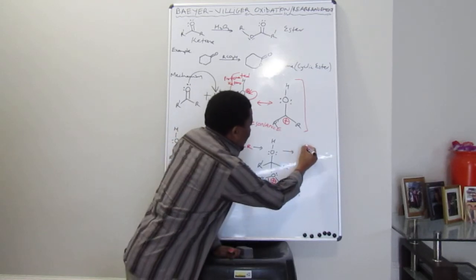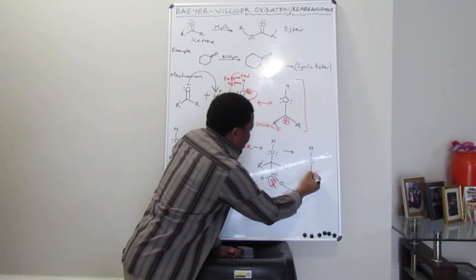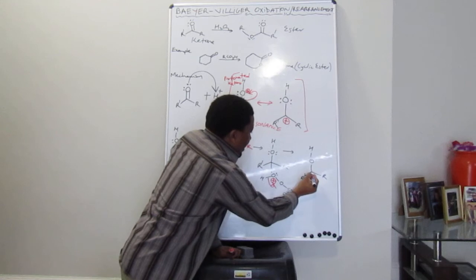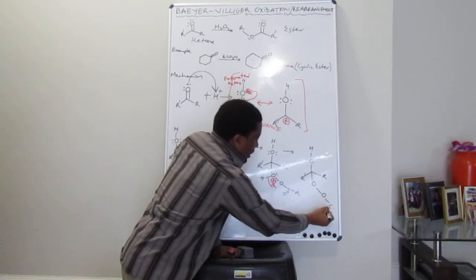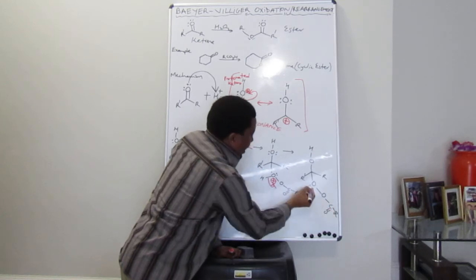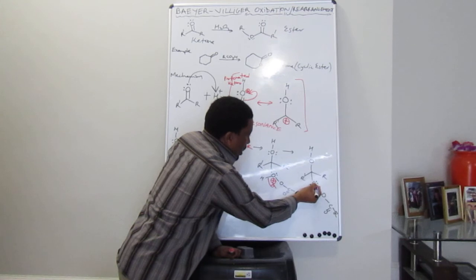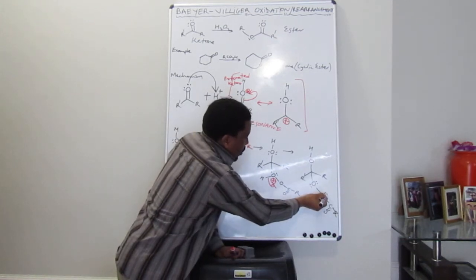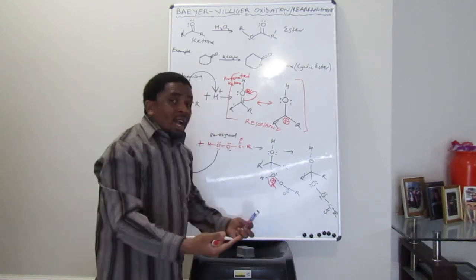We generate H, O, R prime, and then this is R, then this one is O, this is O, this is C double bond O, this is R. Lone pair, lone pair, lone pair, lone pair, that's beautiful. Then there's a lone pair in that case, right?